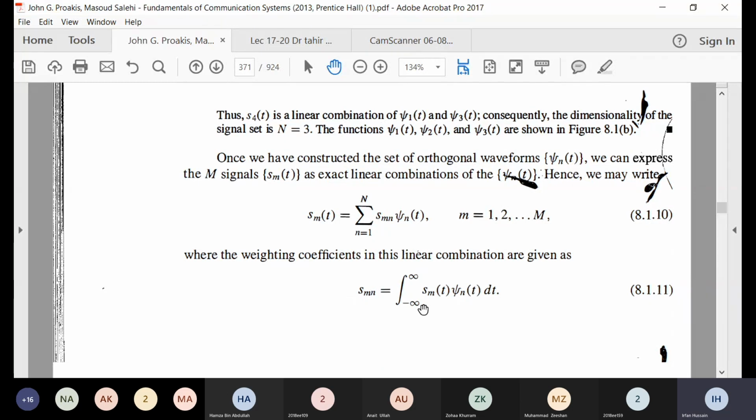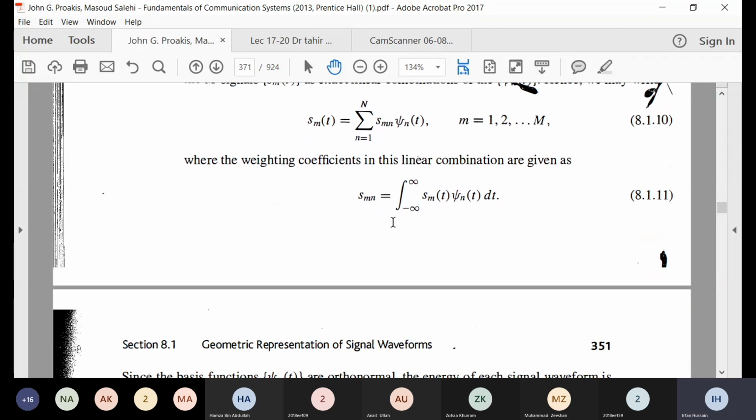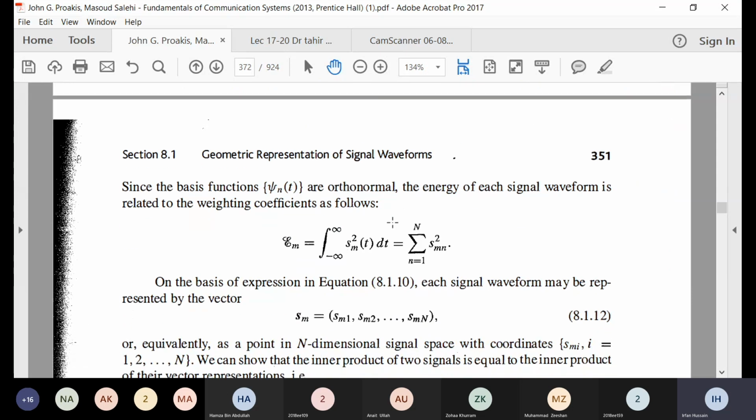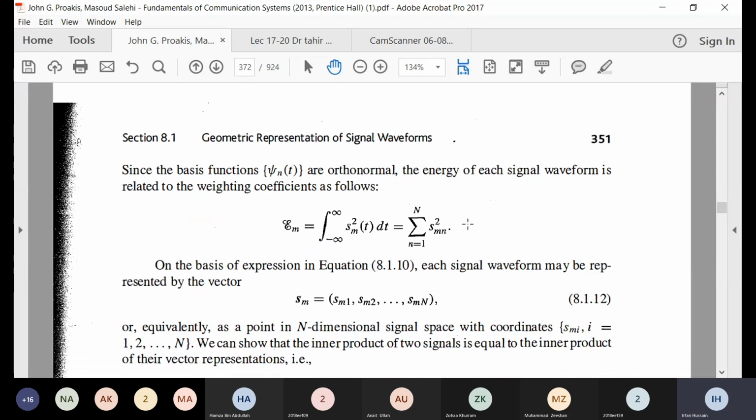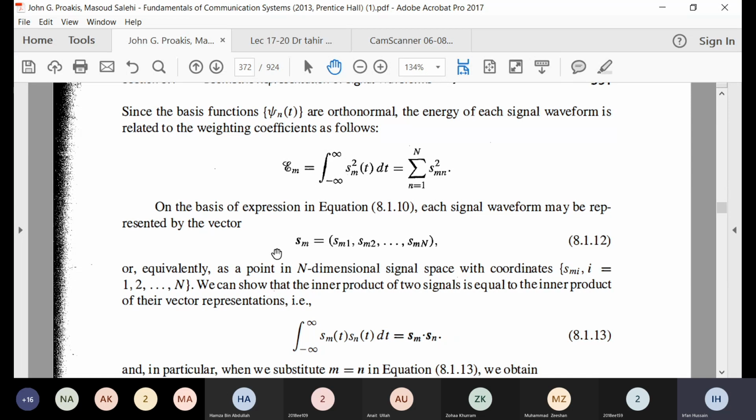This we have already seen, all of this. Signals represented like this, and all of these projections are like this. Energy we have also seen, and we can represent each single waveform by this vector, which is an n-dimensional signal space vector, where all these coordinates are just the projections of the signals onto the orthonormal basis or the orthonormal vectors.